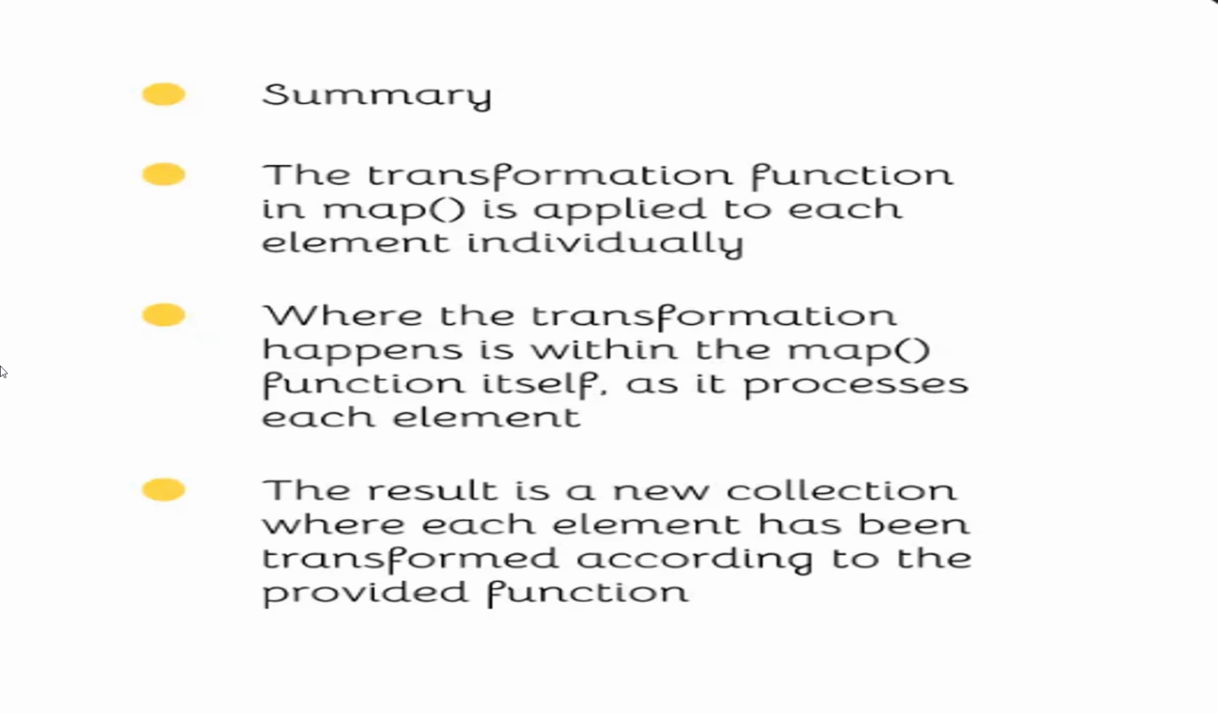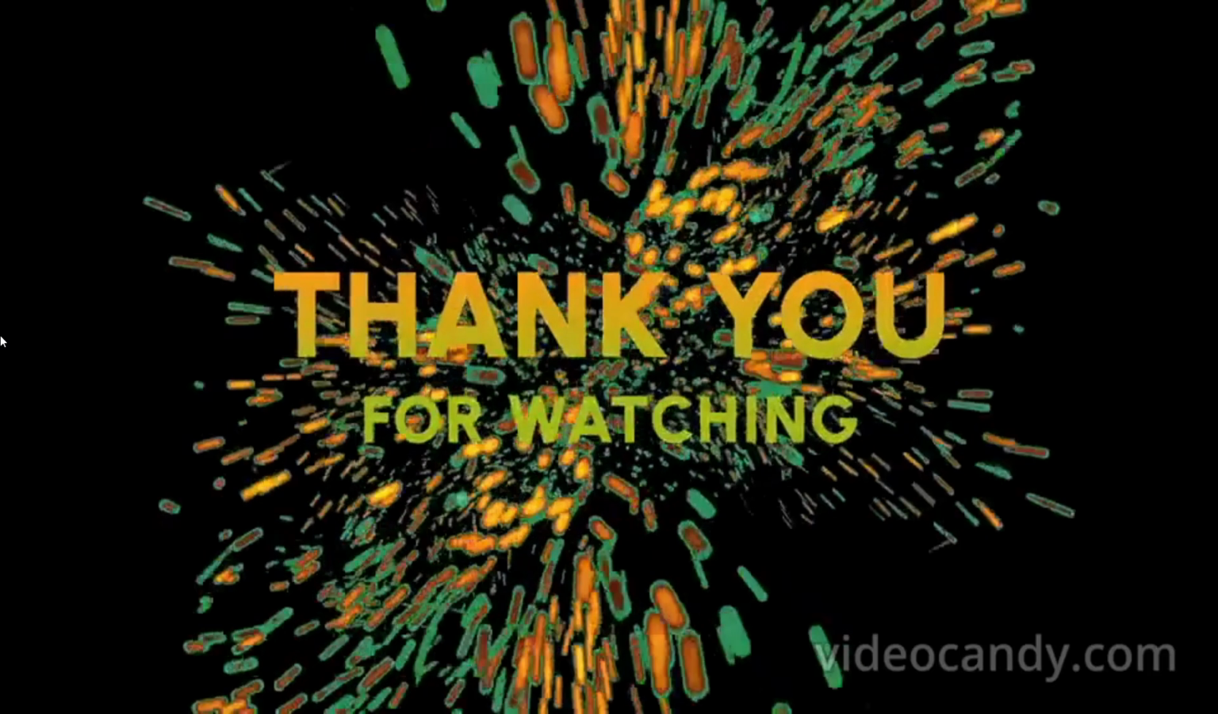In summary, the transformation function in map is applied to each element individually. The transformation happens within the map, and the result is a new collection where each element has been transformed according to the provided function. Transformations using map or flatMap allow for concise and readable data manipulation by applying operations on each element within the sequence, making it easy to apply consistent modifications across an entire collection.